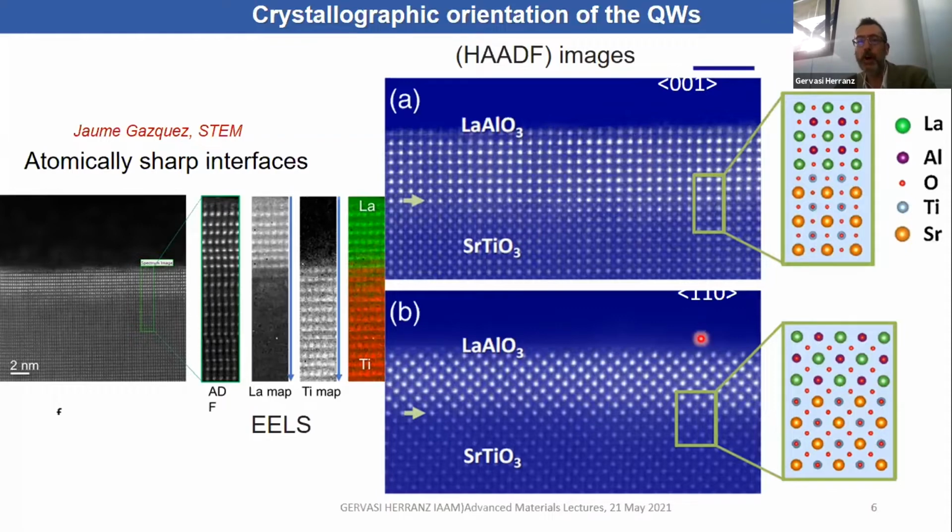But also we can grow high quality interfaces along the 110 orientation, meaning that now the pseudo-cubic cell is oriented along this direction. And growing these quantum wells along different directions is crucial for some of the functional properties I will describe in the following. Additionally, EELS spectroscopy demonstrates, in the different maps corresponding to lanthanum and titanium, that the interfaces are atomically sharp.